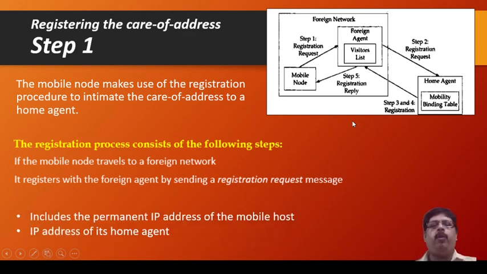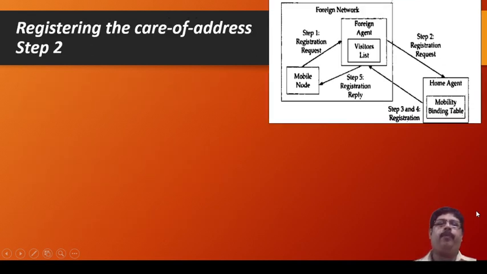When it requests, it includes the permanent IP address of the mobile host, meaning the home network host provides one IP address to the mobile, and that it will include. And also it will include the address of the home agent. So both are sent by the mobile node to the foreign agent, or foreign network, to get the Care-of address.